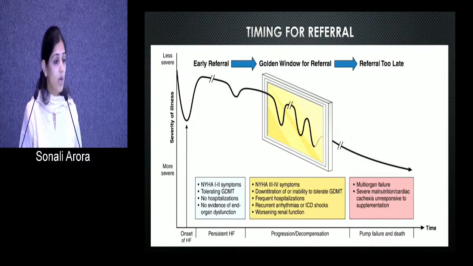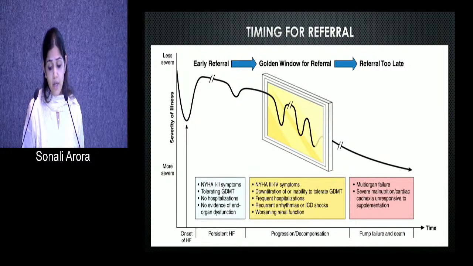This is the golden window when you can actually think about referring them to an advanced heart failure center, where they can meet the team, not for transplant or VAD immediately, but just to talk to them about this process, because this is not something which will happen in a day. This is a long process which needs a meticulous workup and evaluation. So I think the patient deserves to meet that team, to think about it, to arrange things in case they need it in future. If they don't, that's really great.